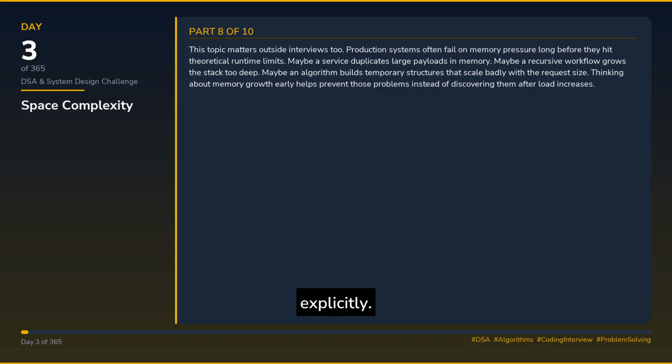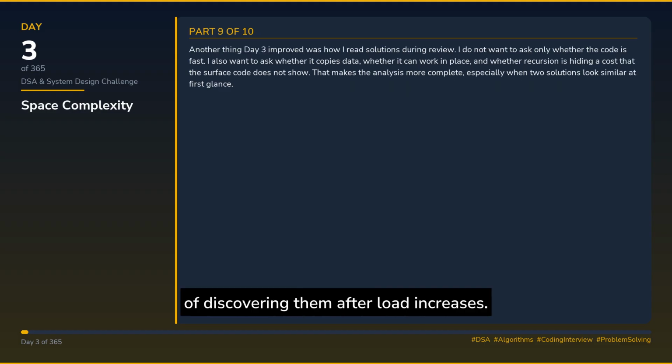This topic matters outside interviews too. Production systems often fail on memory pressure long before they hit theoretical runtime limits. Maybe a service duplicates large payloads in memory. Maybe a recursive workflow grows the stack too deep. Maybe an algorithm builds temporary structures that scale badly with the request size. Thinking about memory growth early helps prevent those problems instead of discovering them after load increases.